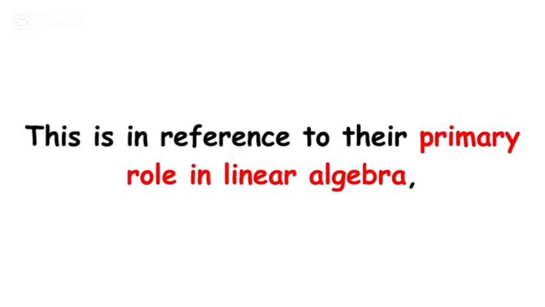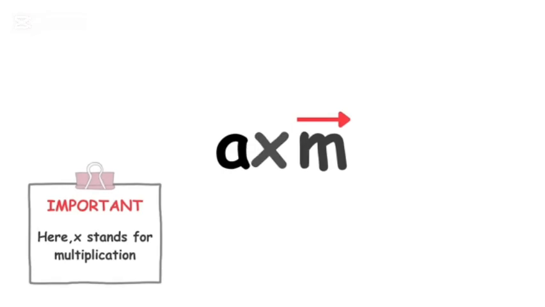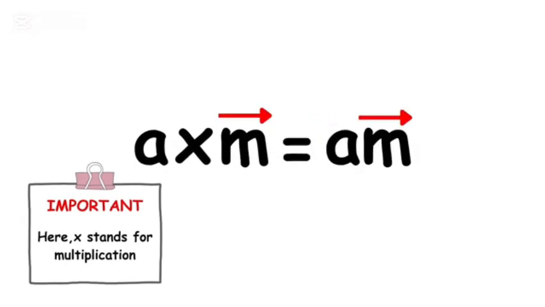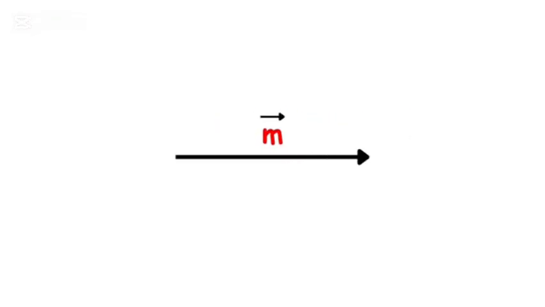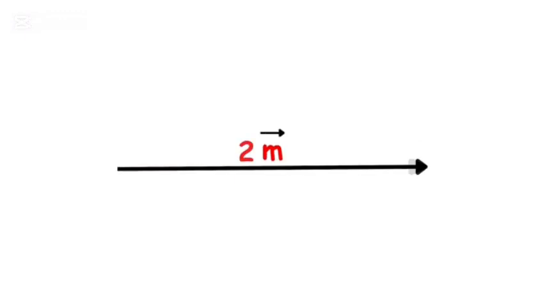This is in reference to their primary role in linear algebra, as covered in the following section. Scalar vector multiplication and vector addition. In linear algebra, scalars can be multiplied by vectors in order to scale them. For instance, a vector can be multiplied by the scalar 2. This has the effect of stretching the vector to double its original length, keeping its direction the same.